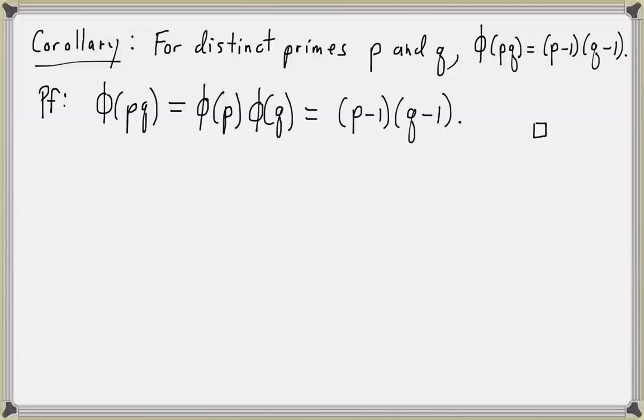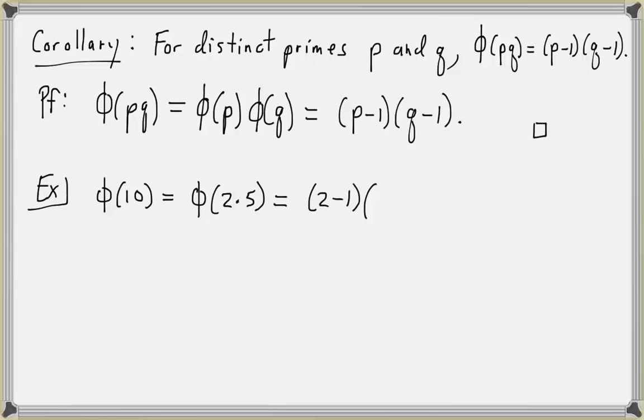So here's a quick example. Phi of 10. So far we've only had formulas for phi of a prime number or phi of a prime power. Well, 10 is 2 times 5, which are both prime. So phi of 2 is 2 minus 1, and phi of 5 is 5 minus 1. So phi of 10 is 4. And you could verify this. I mean, 10 is not a very big number. You just write out the numbers between 1 and 10 and cross out anything that's not relatively prime to 10.